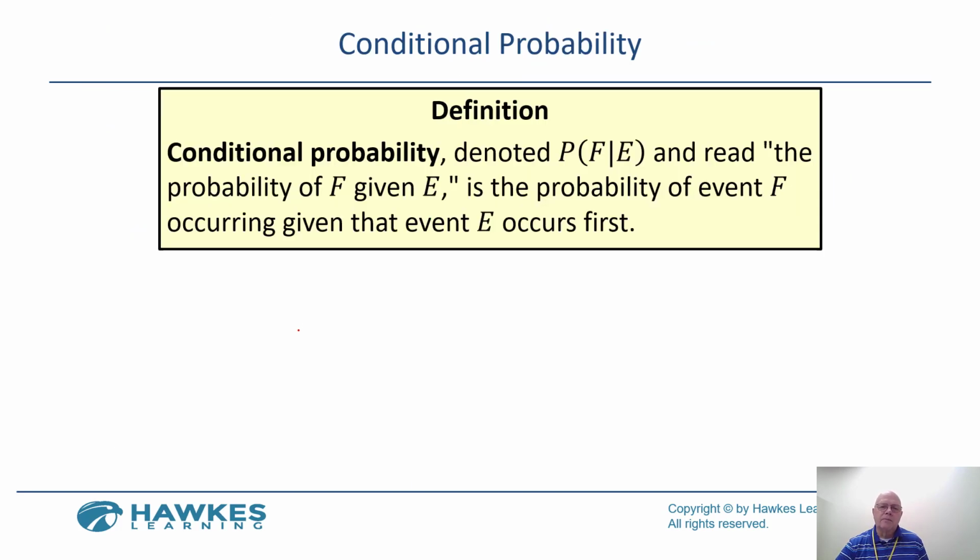Conditional probability. Now you have to make sure that you keep these two straight. But if you can read this, it means the probability that this happens, F happens, some event, if this has already happened. So this happened first. It's a done deal. And we want to know the probability that if that first thing happened, what's the chance of the second one happening?